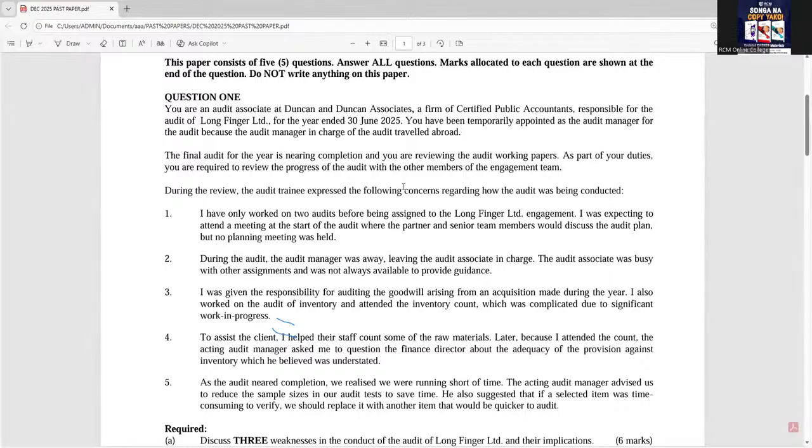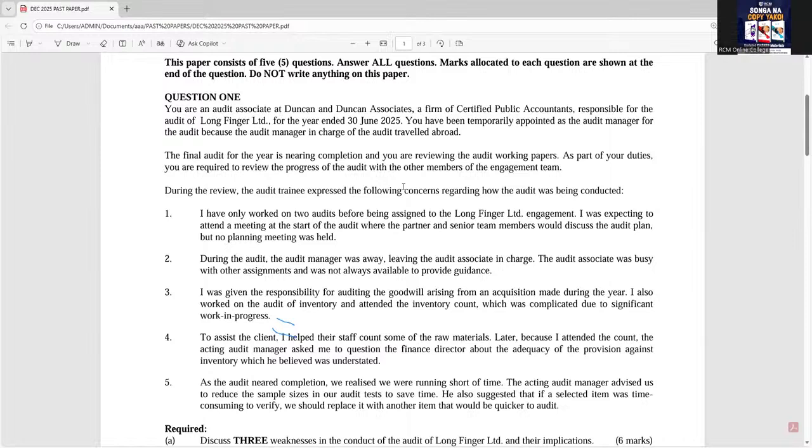This means you'll have to guide a team that was actually left by this audit manager. The final audit for the year is nearing completion, and you are reviewing the audit working papers. As part of your duties, you are required to review the progress of the audit with other members of the engagement team. So you, in this case, having the responsibility of reviewing the audit engagement or what is having to happen under the audit engagement, and the working papers that have already been compiled regarding this particular audit. So during the review, the audit trainee expressed the following concerns regarding how the audit was being conducted. So there are a number of issues that have been raised here.